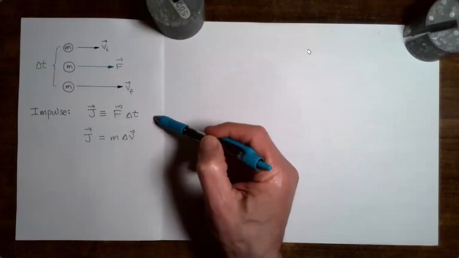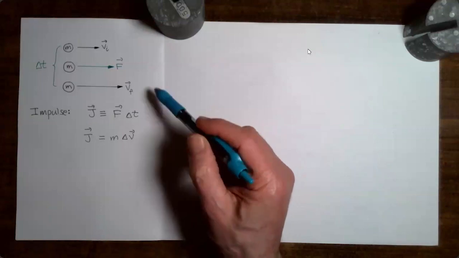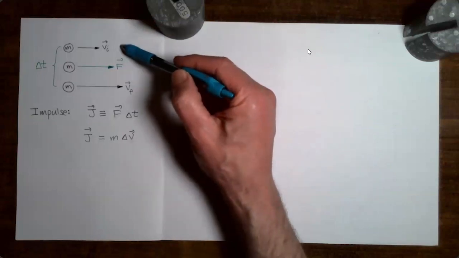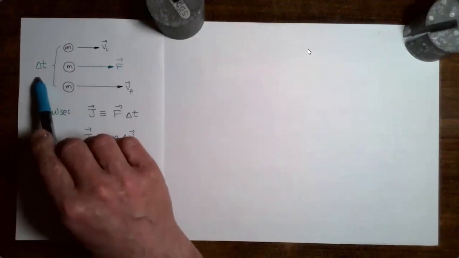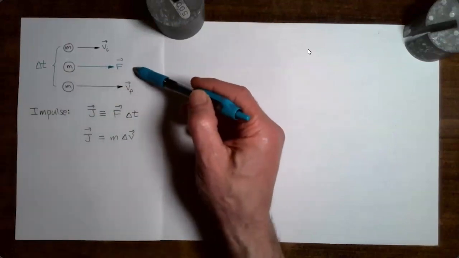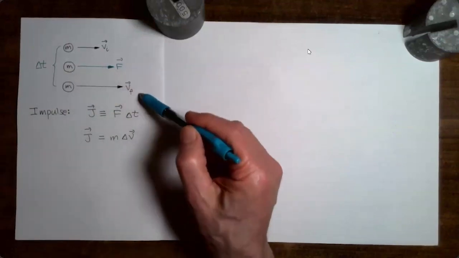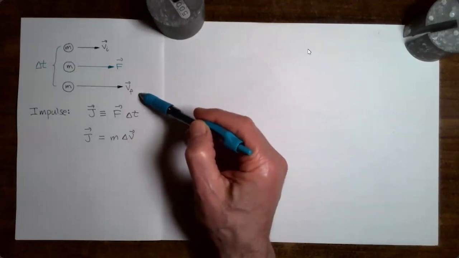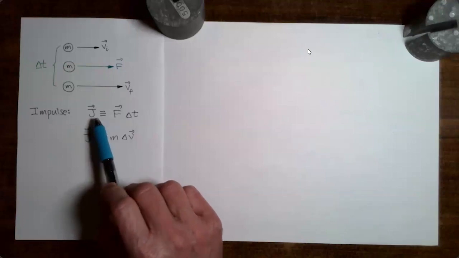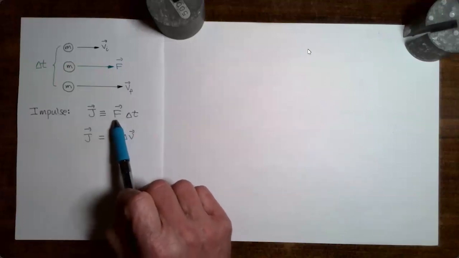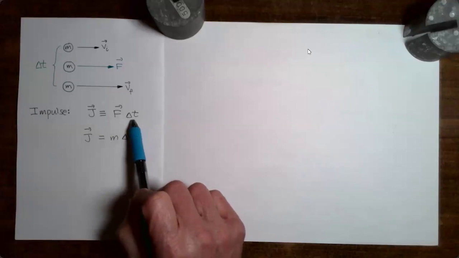At this point in the module, I've already introduced you to the idea of the impulse. Here's the idea. Let's suppose that we have a mass moving with some initial velocity. A force comes and acts on the mass for a time delta t, and then after the force has acted on the mass, it has a new velocity v final. We say that the impulse that the force gives to the mass is equal to the force vector multiplied by the time interval for which the force was acting.